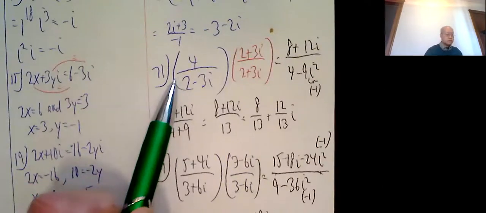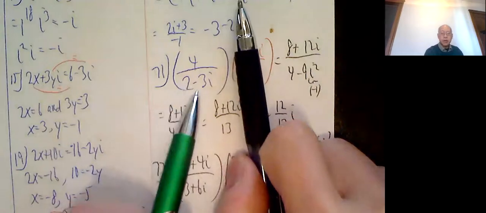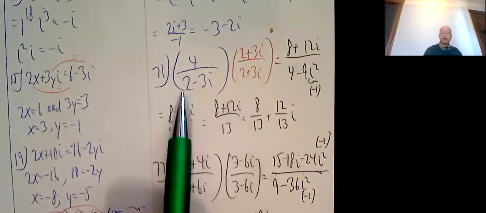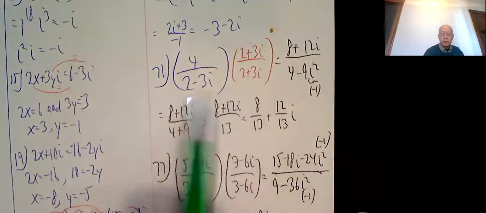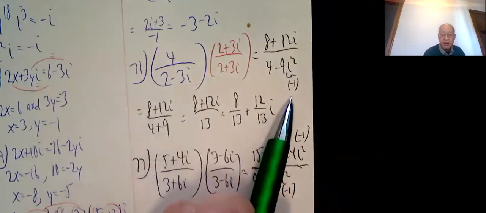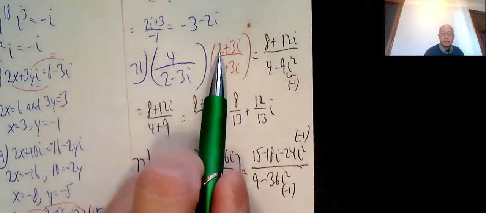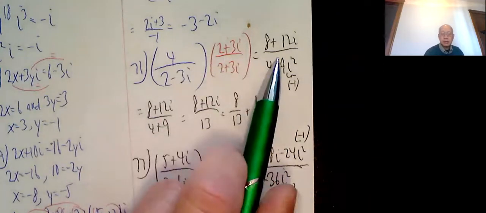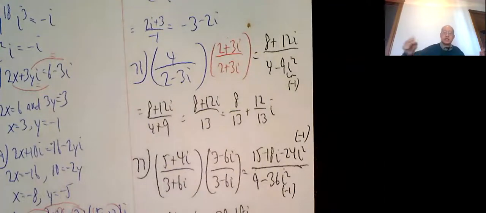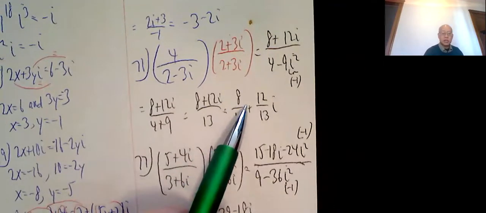Okay, 71, you multiply by the conjugate of the denominator, 2 minus 3i, so 2 plus 3i, top and bottom. So the bottom is 2 times 2 is 4, minus 9i squared. Again, that's -9 times -1. It's going to become 4 plus 9. The top is 4 times 2 is 8, plus 12i. So 8 plus 12i divided by 13, split it into 2. So final answer, 8/13 plus 12/13 i.